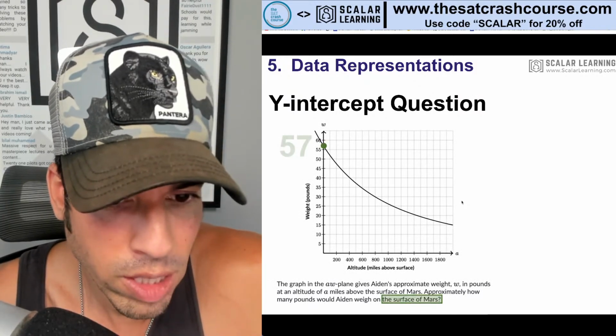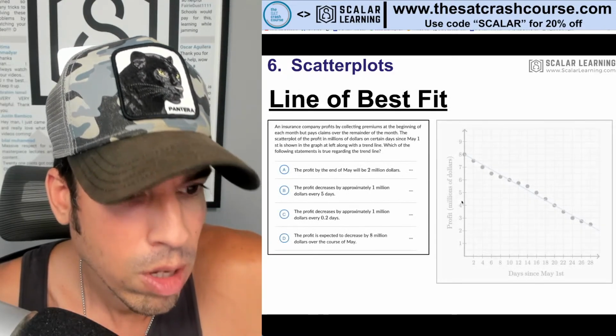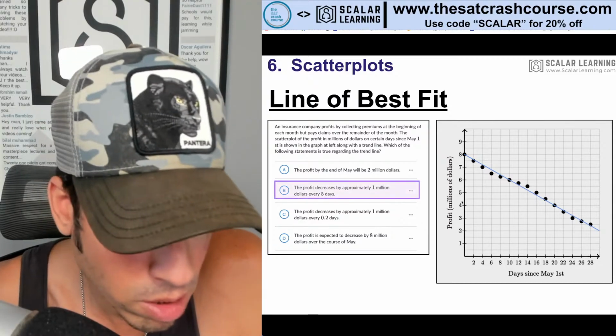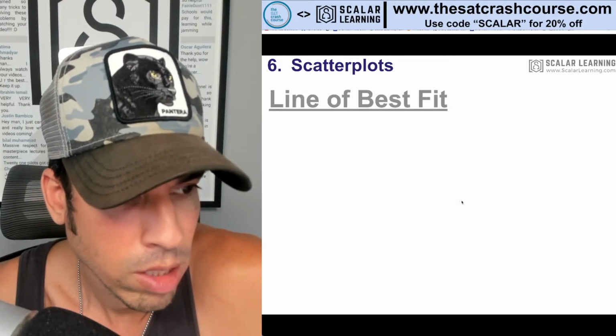Y-intercept question, again, knowing that relates to the starting value, which is right there, and so on and so forth. Line of best fit is important. That's just basically making a line right through the center of all those data points on a scatter plot, and then interpreting it. That's what you're doing here. Hold on, let's keep it going.